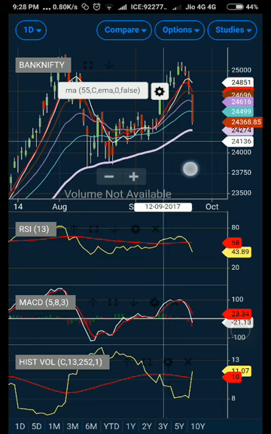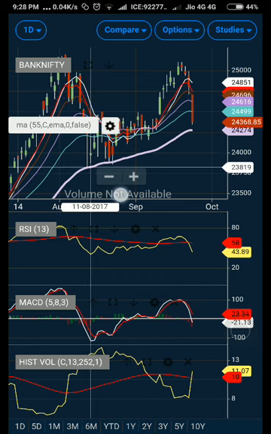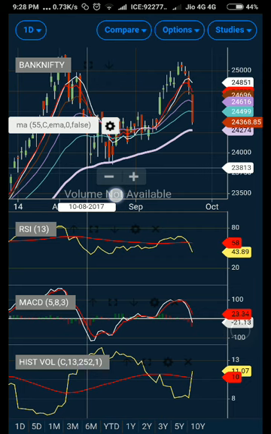So again, I have not suggested my subscribers to create any bearish position, because here you can see this is a very strong support for the bank nifty, and whenever the bank nifty comes at this level, it definitely gets some sort of buying here.